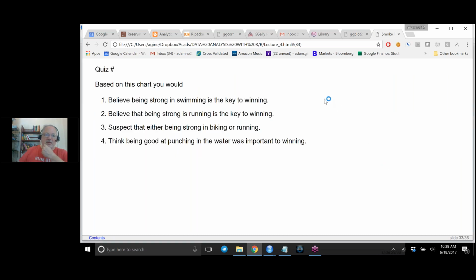So based on this, and this is quiz number, because I didn't make it a quiz per se, I just want to talk this through. If you want to make a guess, based on this chart, would you believe being strong in swimming is the key to winning? Being strong in running is the key to winning? Being strong in biking is the key to winning? Or being good at punching in the water was important to winning?